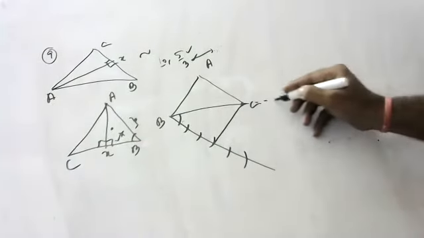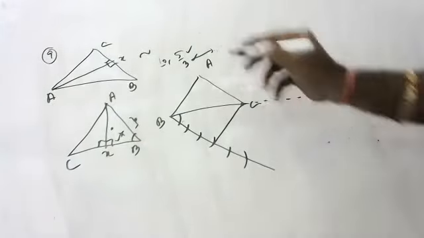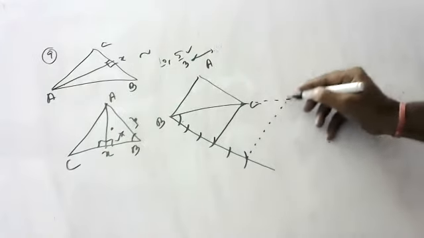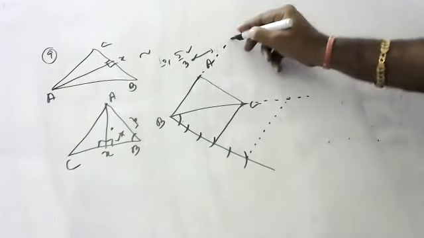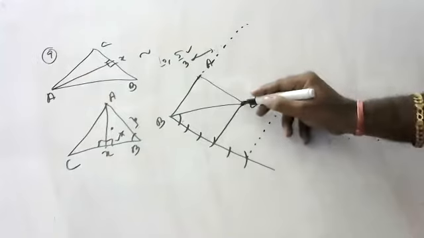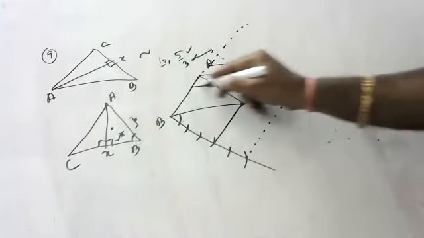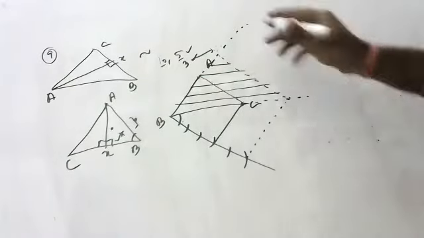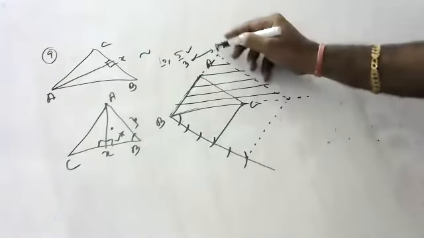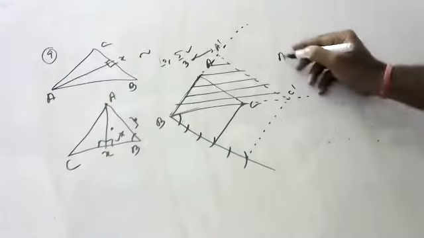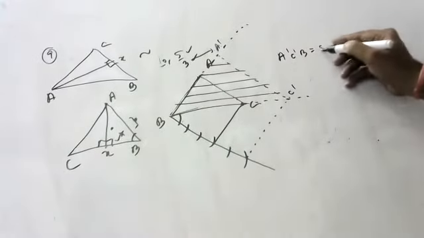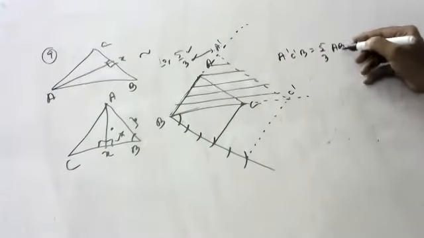And extend this. Draw a parallel line from the numerator. So here you get a parallel line. Again, extend this. After extending, again draw parallel to this line. You get this line, children. So this triangle is 5/3 of this triangle. This is A dash C dash, so A dash C dash B is 5/3 of ABC.